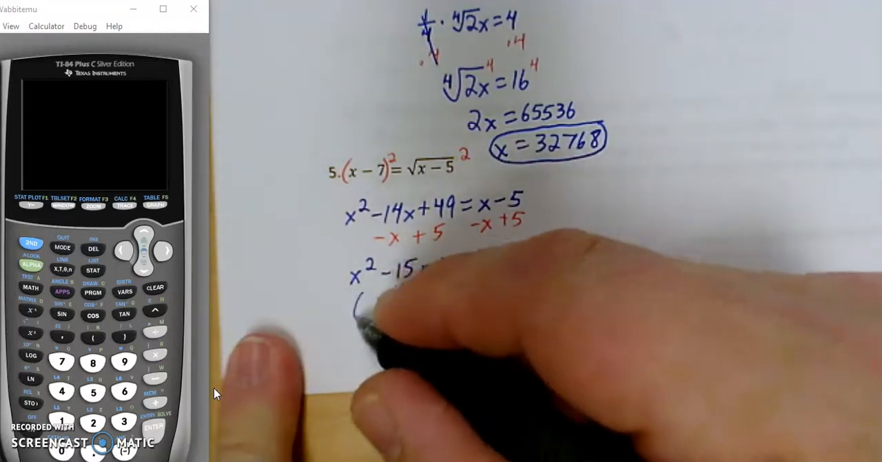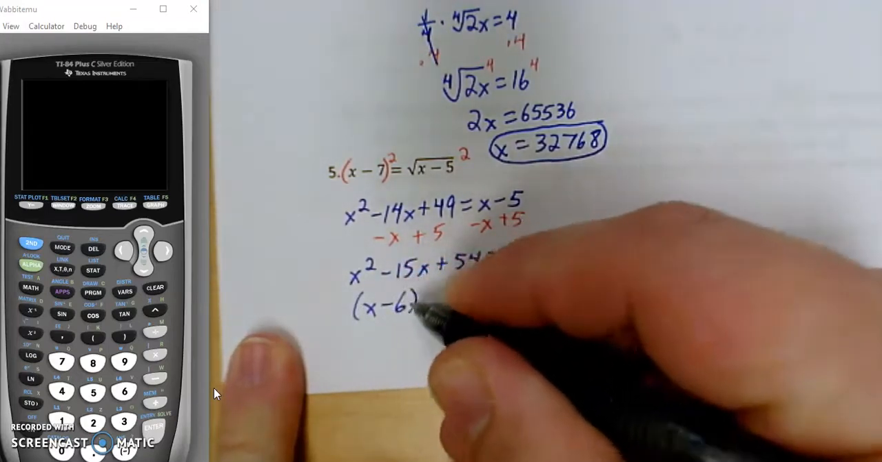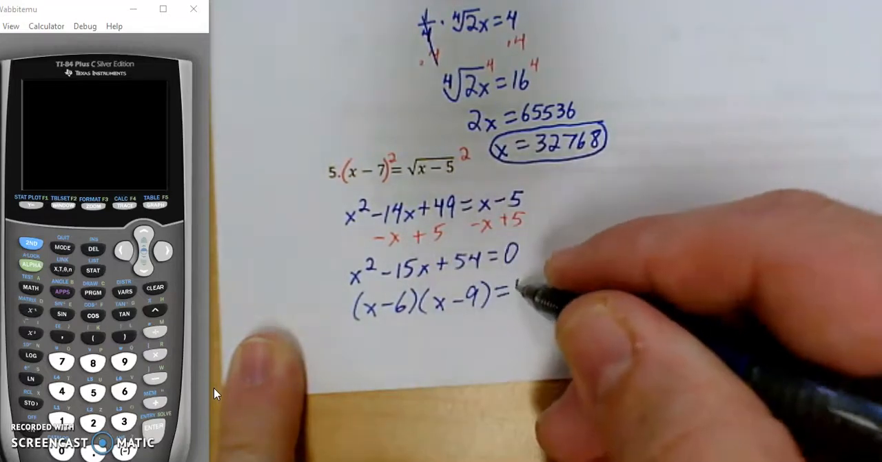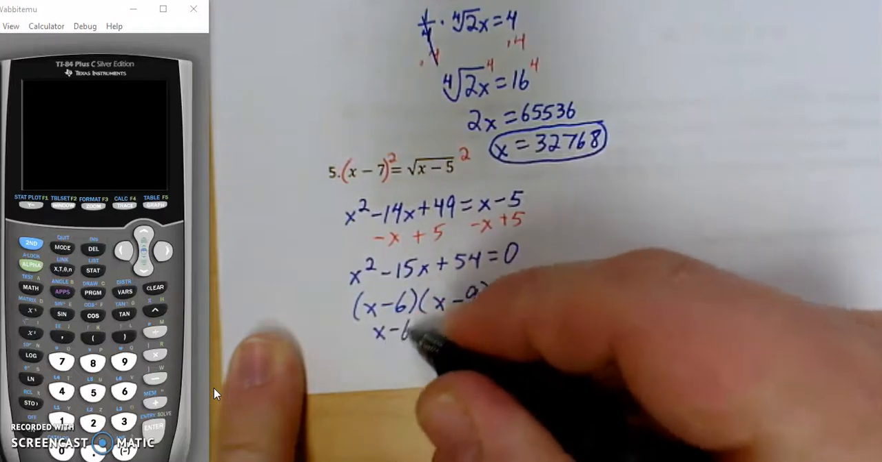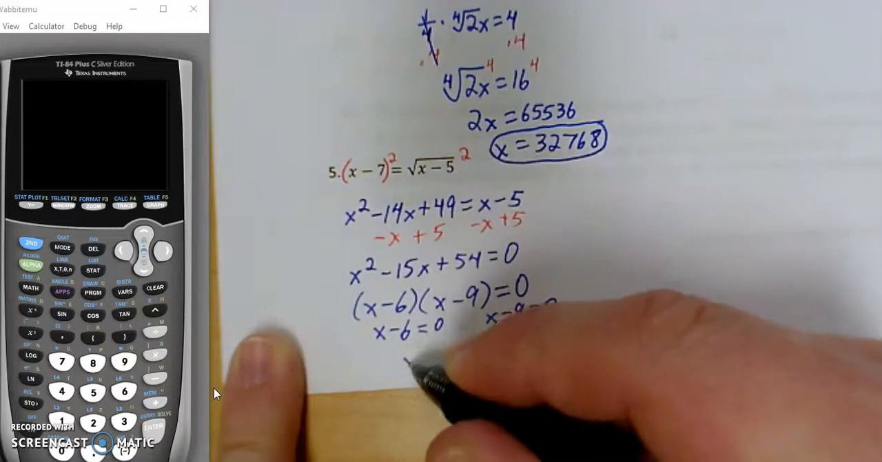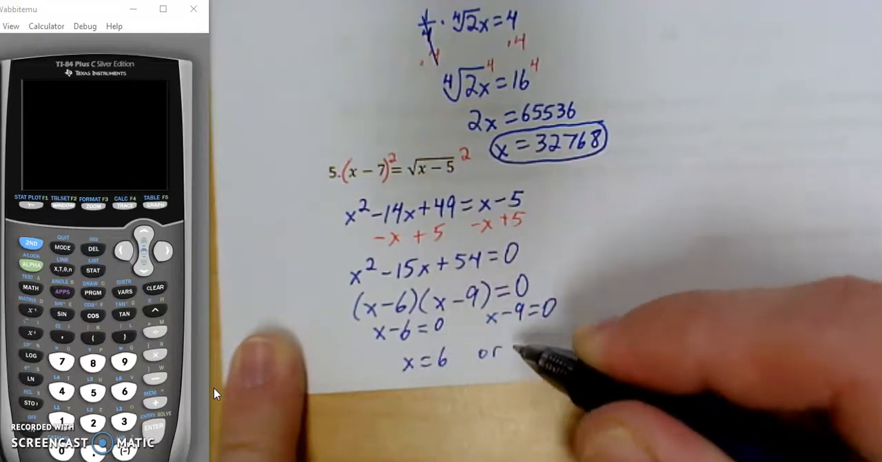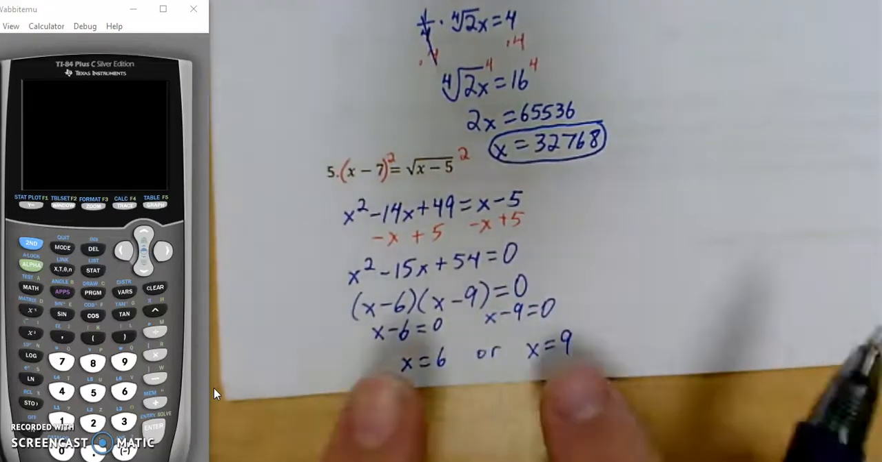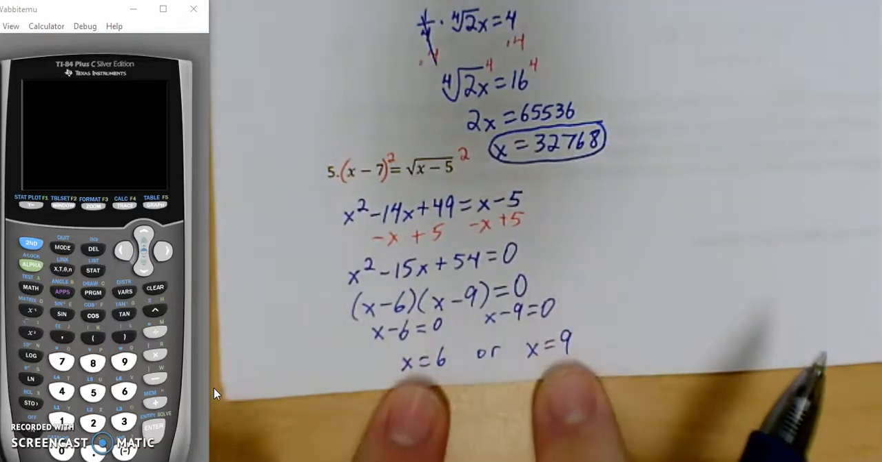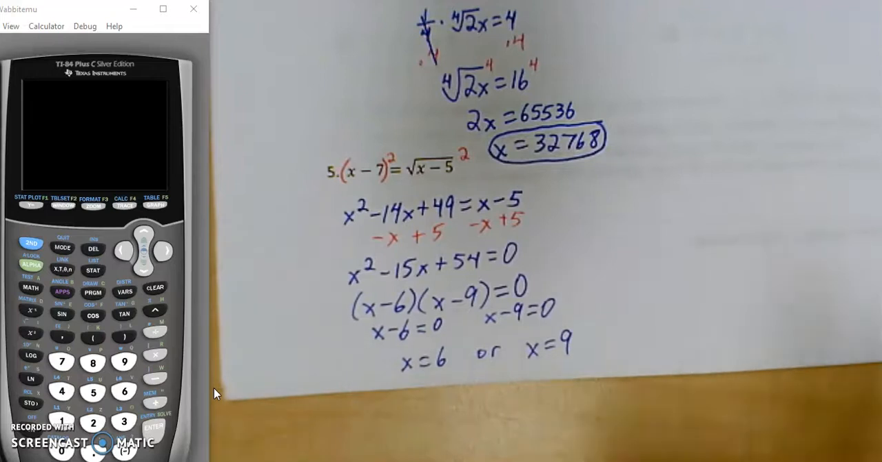I'm quickly just going to factor it, because (x minus 6) times (x minus 9) are the factors for that expression, and set both those factors equal to 0. So here x equals 6 or x equals 9. Now it is possible for you to have two solutions on these equations, so both of these might be correct answers. However, one of them ends up being an extraneous solution.